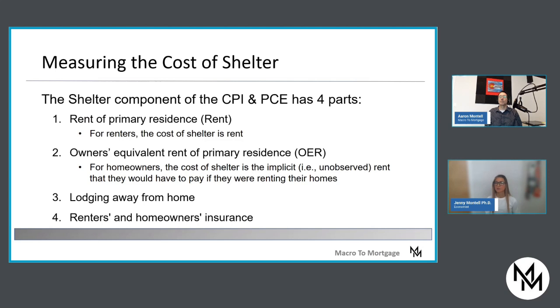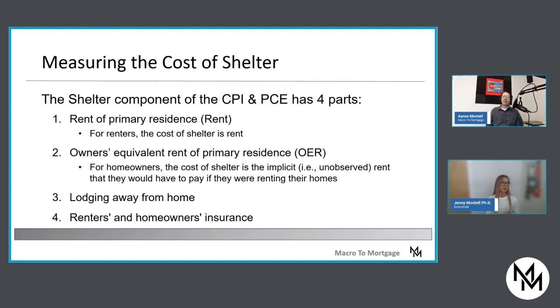And it typically includes utilities and some other things, but BLS makes adjustments to make those apples to apples, and we'll talk about that later. And then there's homeowners. And so this is what we're really focusing on a lot today: how do you get a price for that? And so the BLS has come up with something called the owner's equivalent rent of primary residence, or OER. And so for homeowners, the cost of shelter is implicit. It's unobserved because they don't pay a rent value, but it's an estimated implicit rent value that they would have to pay if they were renting their home.